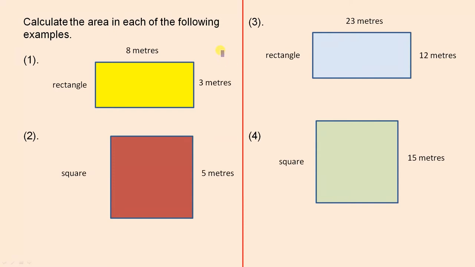Calculate the area in each of the following examples. So here we have a rectangle which is 8 meters long and 3 meters wide, and the lesson gave us a formula that we can use. So if we employ that formula, that will give us the area without any problems. The same with a square. The side of the square is 5 meters. Now we only have to give one length because all the other lengths are the same size.